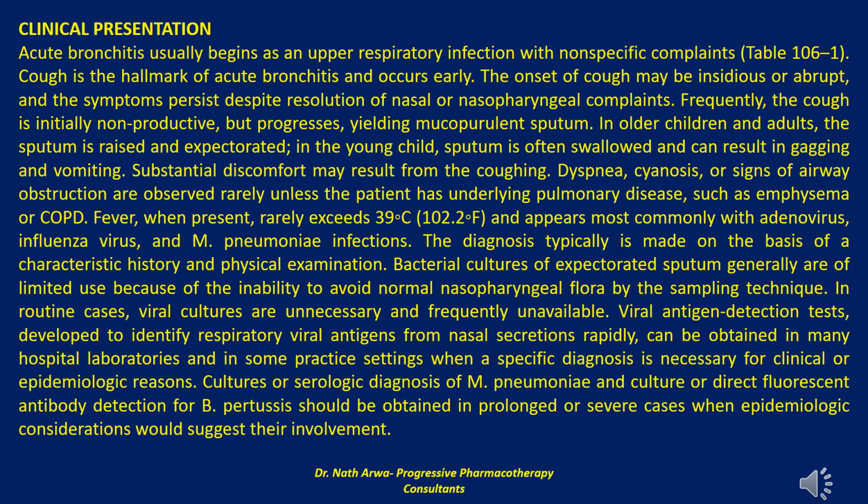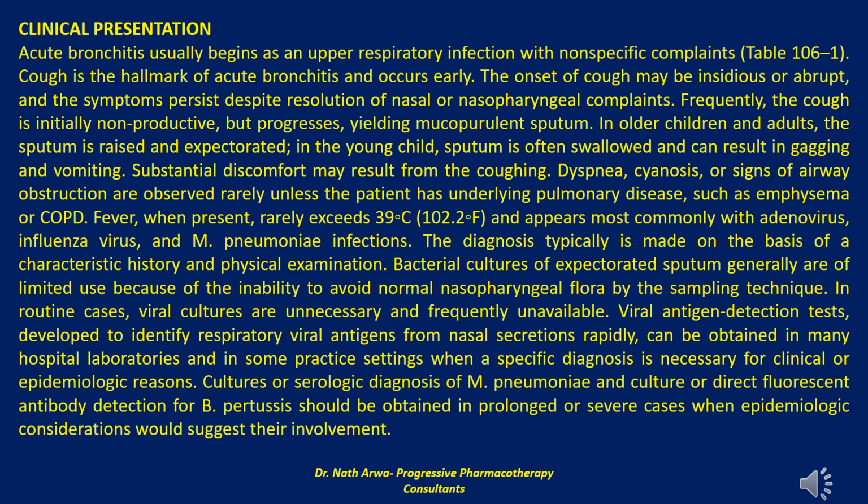Acute bronchitis usually begins as an upper respiratory infection with nonspecific complaints, as shown in Table 106.1. Cough is the hallmark of acute bronchitis and occurs early. The onset of cough may be insidious or abrupt, and the symptoms persist despite resolution of nasal or nasopharyngeal complaints. Frequently, the cough is initially non-productive, but progresses, yielding mucopurulent sputum.